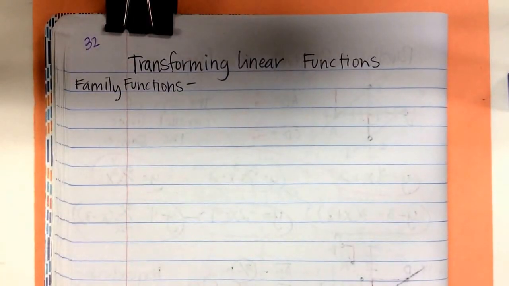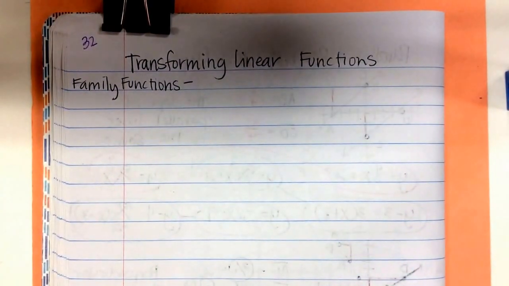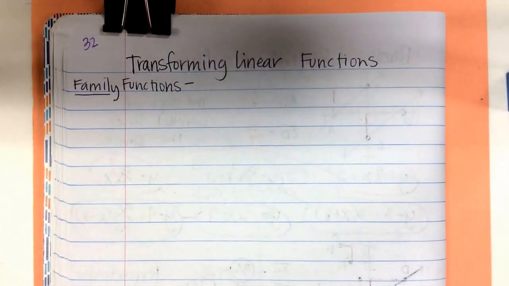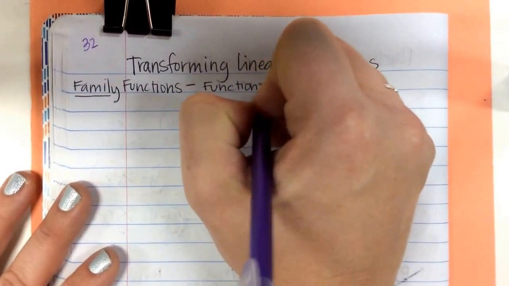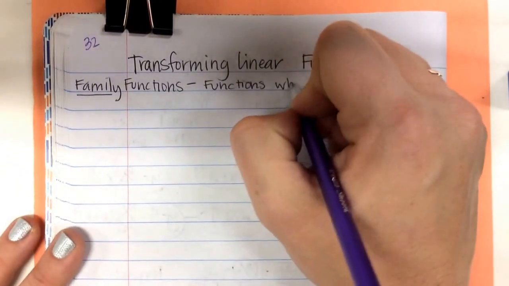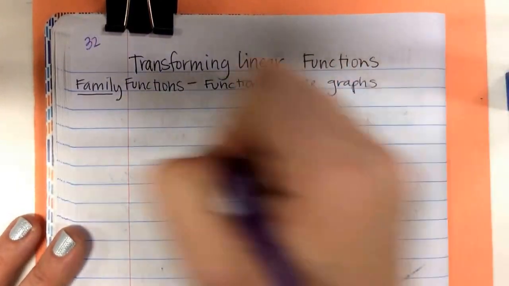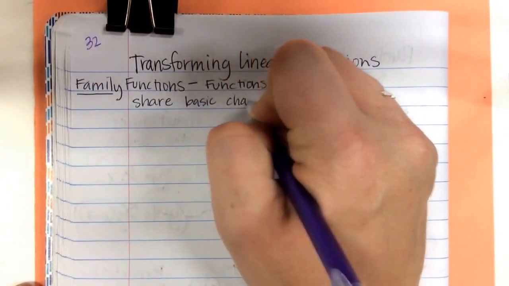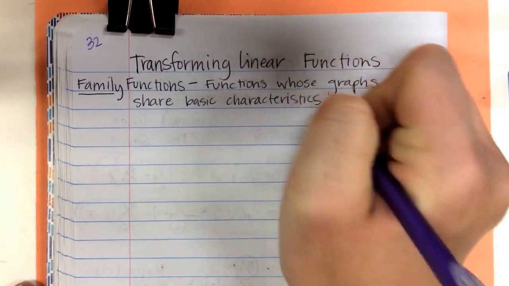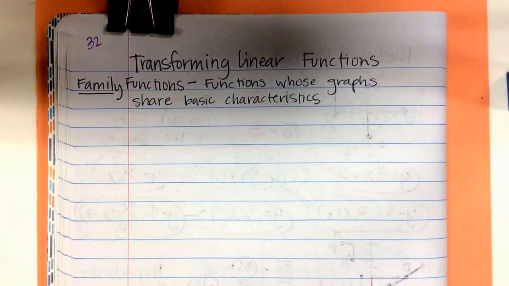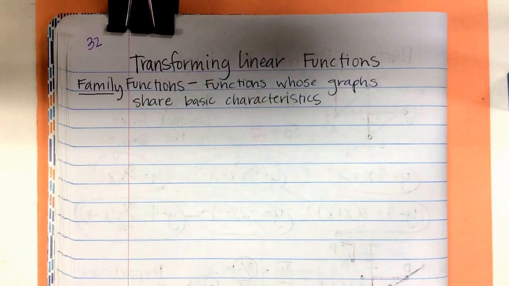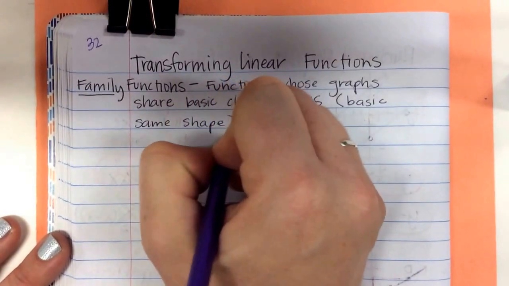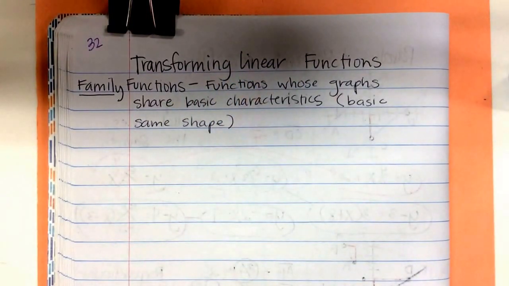Family functions. So, transforming linear functions. We're going to be working with family functions. And family functions, if you think about it, are just like a regular family. Family functions are functions whose graphs share basic characteristics. They're the basic same shape. Now, are they exactly the same shape? No. Family functions are like a family.